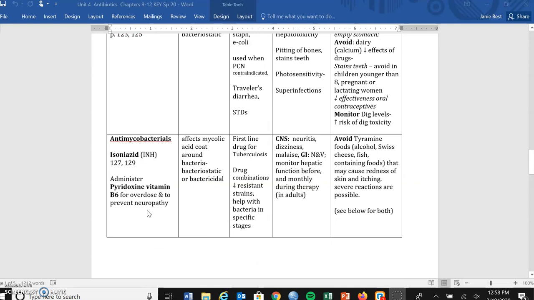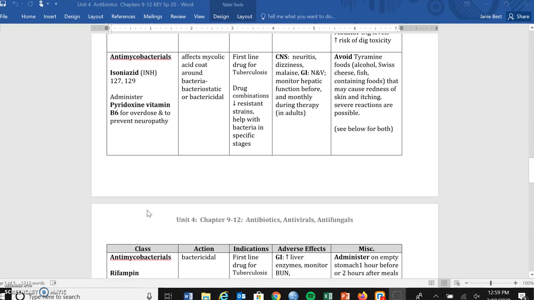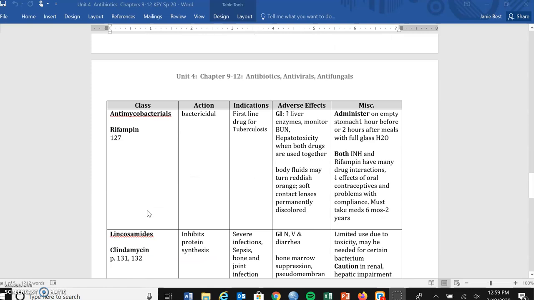Isoniazid, the thing you need to worry about with this drug with your patients is tyramine foods, and we've already talked about those, and I've listed them here. You need to give the patient vitamin B6 to prevent neuropathy, so you give it for overdose, but also individuals usually take vitamin B6 during isoniazid treatment. Given in combination with this drug is rifampin for tuberculosis as well.